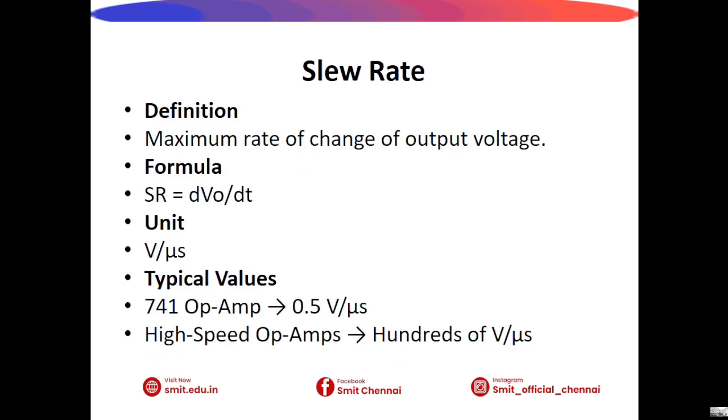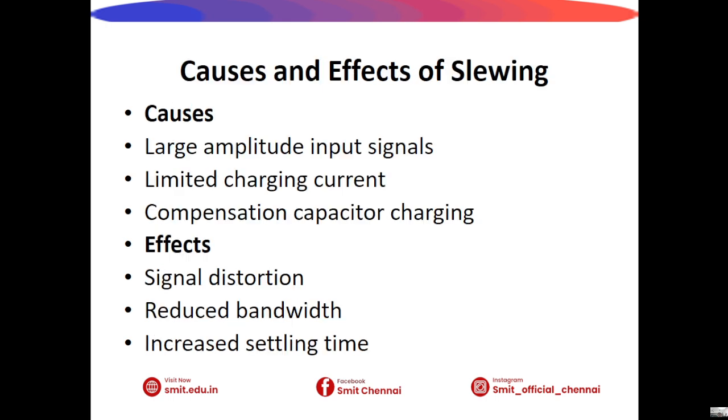Next, we see about the slew rate. The slew rate specifies how fast the output voltage can change. It is defined as the maximum rate of change of output voltage with respect to time. Slew rate is usually measured in volts per microsecond. Higher slew rate values indicate faster amplifier response and better performance for high frequency signals.